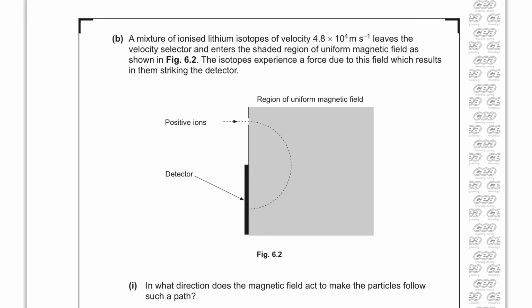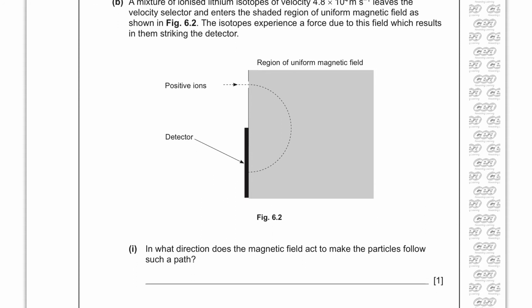Part B, a mixture of ionized lithium isotopes of velocity 4.8 times 10 to the 4 meters per second leaves the velocity selector and enters the shaded region of uniform magnetic field as shown in figure 6.2. The isotopes experience a force due to this field, which results in them striking the detector. Part 1. In what direction does the magnetic field act to make the particles follow such a path?